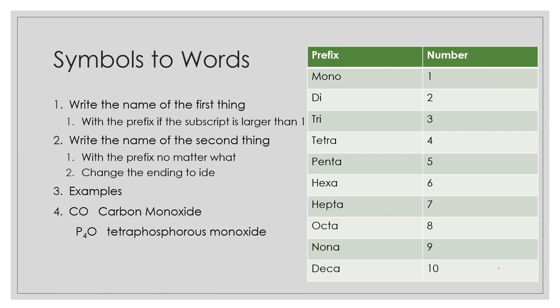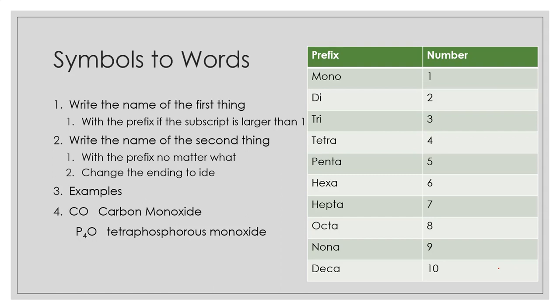Then we want to write the name of our second thing with the prefix no matter what, and the ending will always change to ide. So in this one we have CO, carbon, O is oxygen, but because there's a 1 there, we have to put that mono prefix in front of it, so it becomes monoxide, and we change the ending to ide.